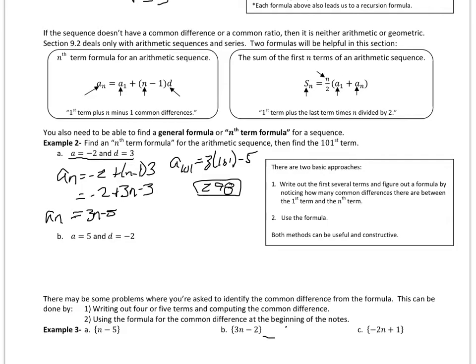Let's look at part B now. So again, a sub n equals a sub 1, which is 5 in this case, plus n minus 1 times negative 2.